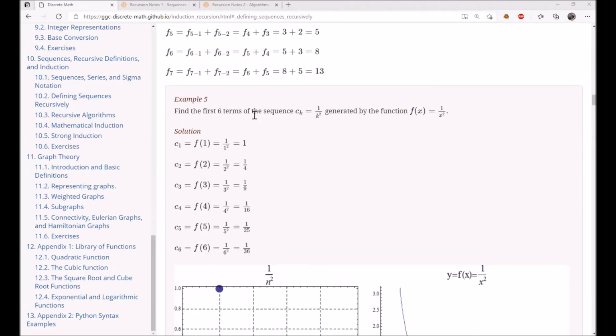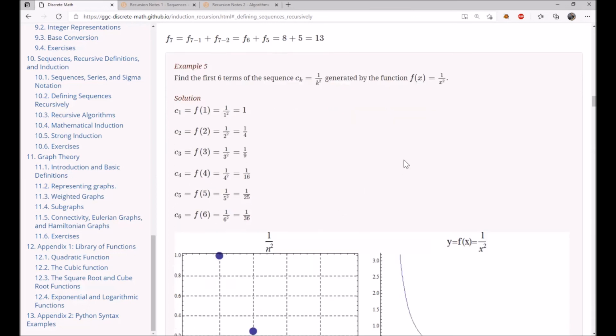Find the first 6 terms of this sequence. c_k is 1 over k squared, and this can be given by the function f of x equals 1 over x squared. When you write it like this with the function in terms of x, you're thinking of using real numbers, so you would get a continuous function. But when we only plug in 1, 2, 3, 4, we're going to get discrete values.